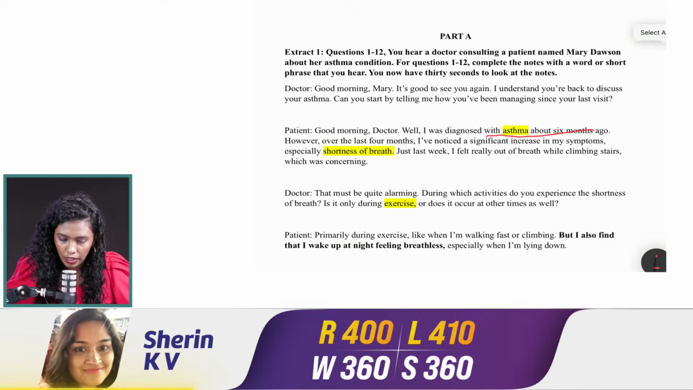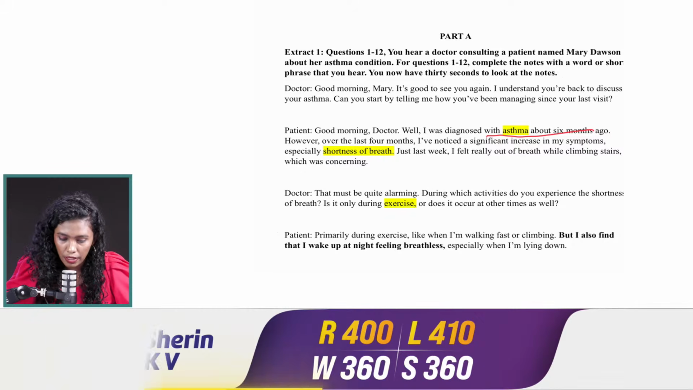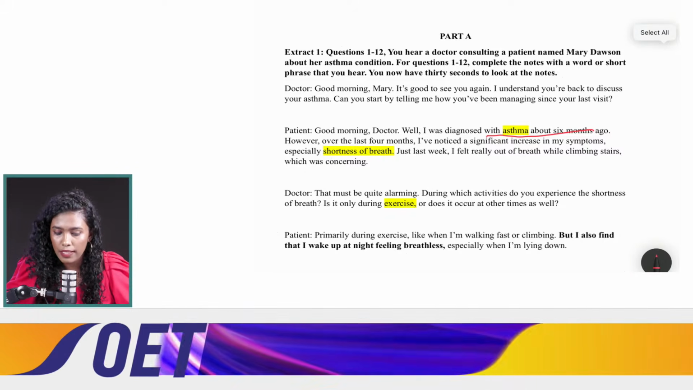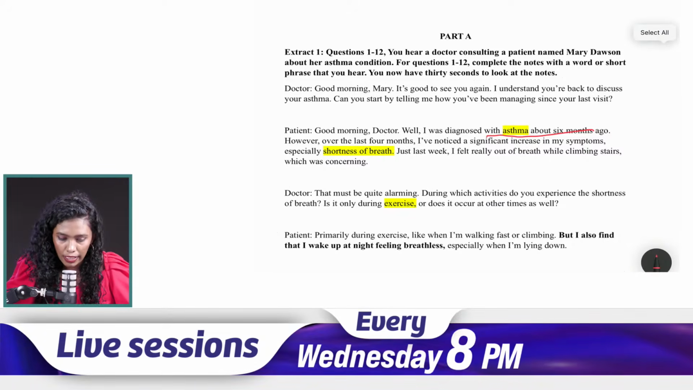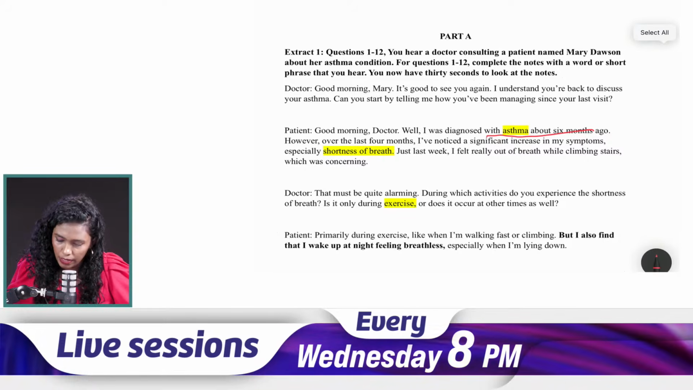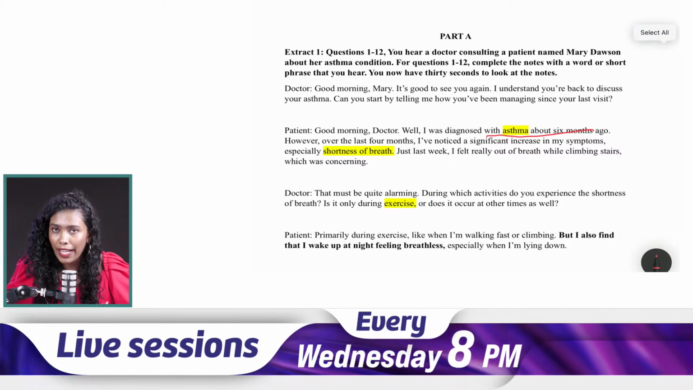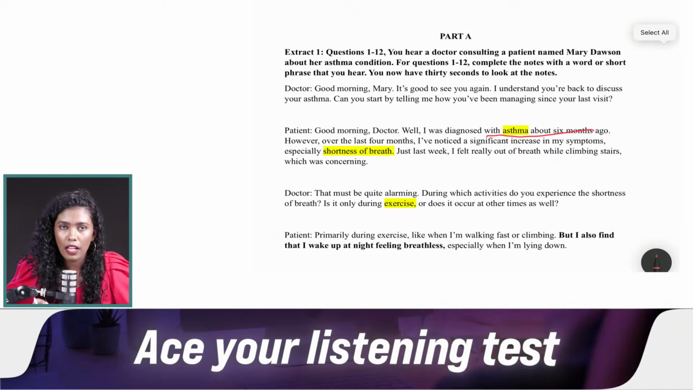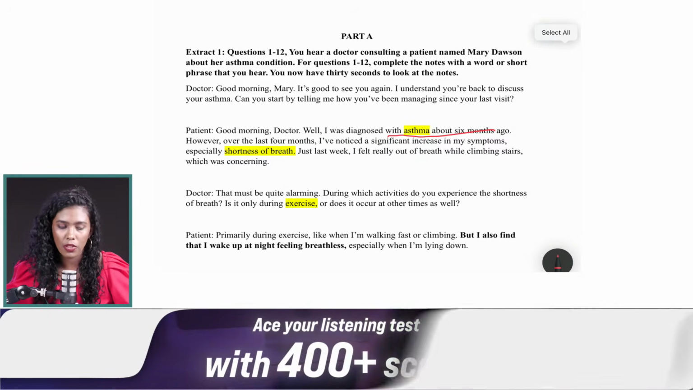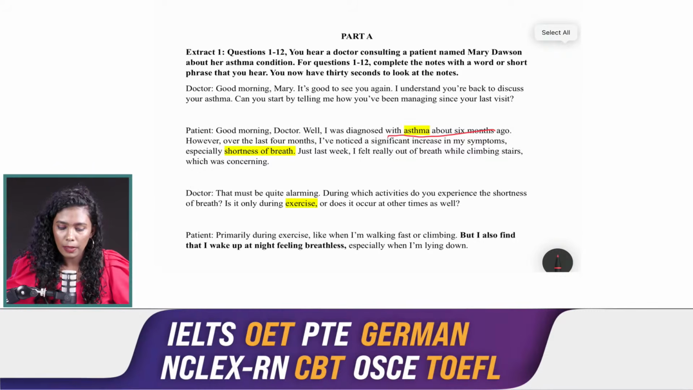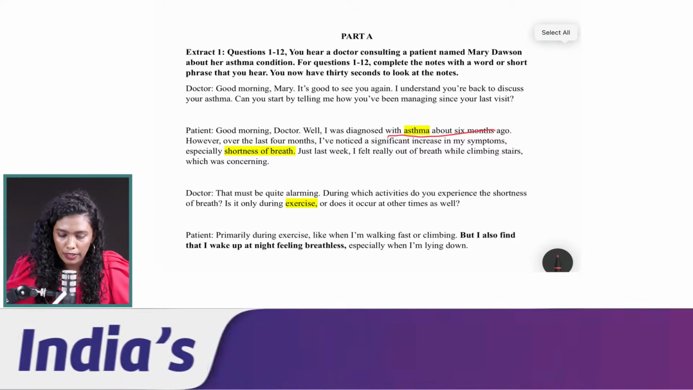Before that, you can see it is mentioning, I've noticed a significant increase in my symptoms, especially shortness of breath. So again that is also clear and direct, because we know while climbing stairs the most common thing an asthmatic patient does experience is shortness of breath, which is something you have to include your critical thinking over here as well.